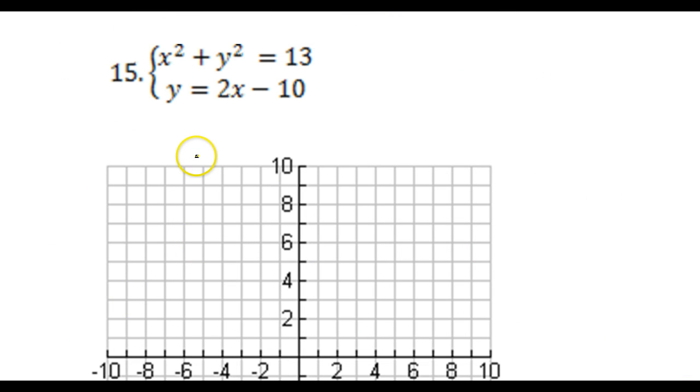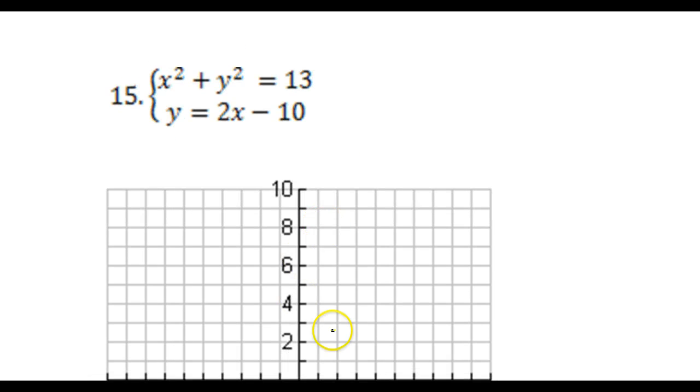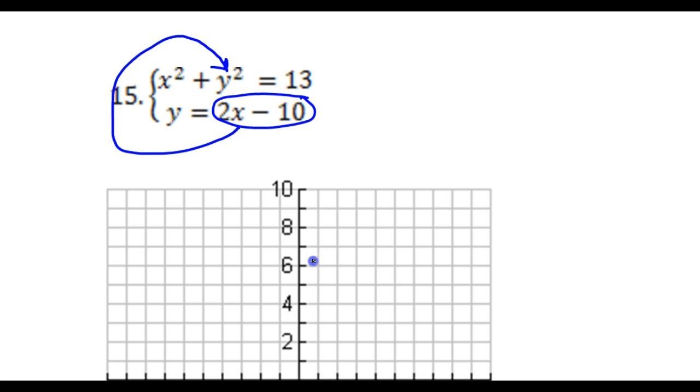All right, let's do one more problem. I'm solving a system of conic sections. We're going to find the intersection of this line and this circle, and I'm just going to do it algebraically. So what you do is, this y value is already by itself. That means I can take this 2x minus 10 and substitute it in for y right there.